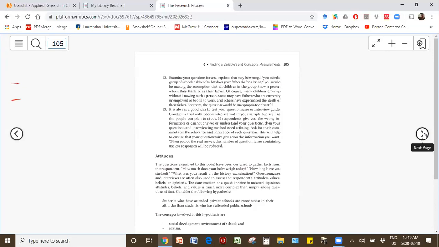It's always a good idea to test your questionnaire or interview guide. So what you do is you test it out with people who are not in your sample. Corner one of your friends who you know will either remain friends after this testing is done, or it's no big loss if they leave you, and practice with them. But they should be similar to the target population, right?